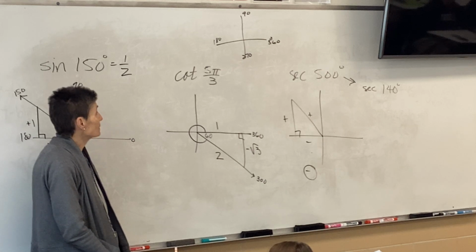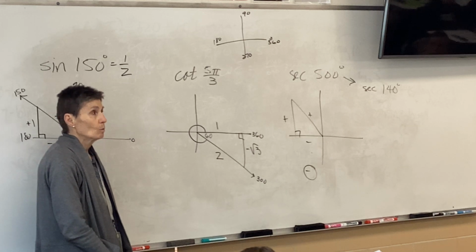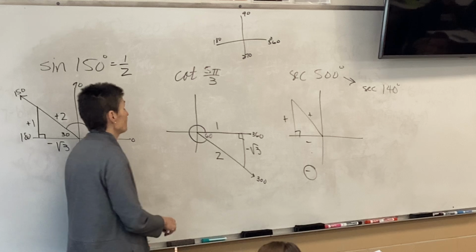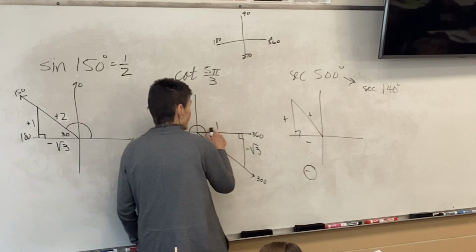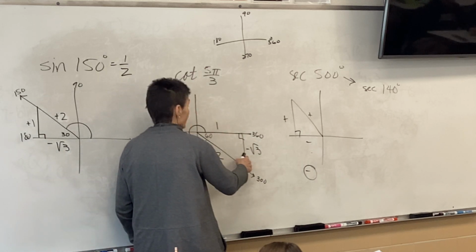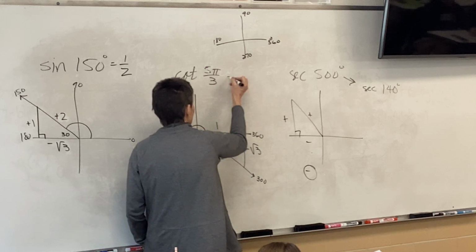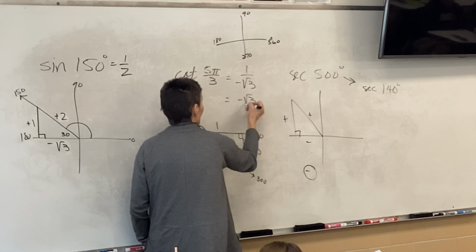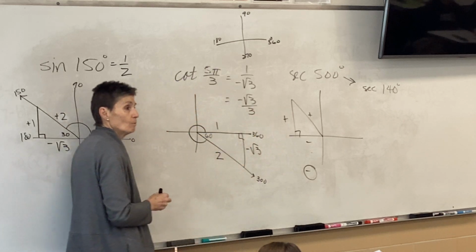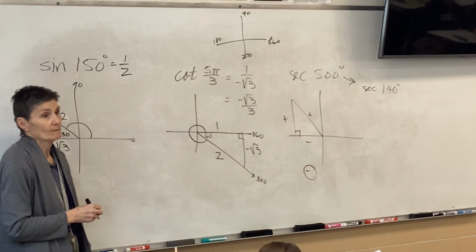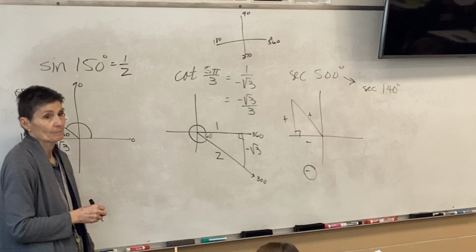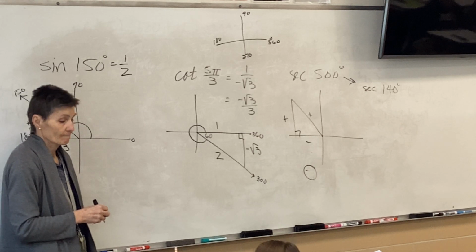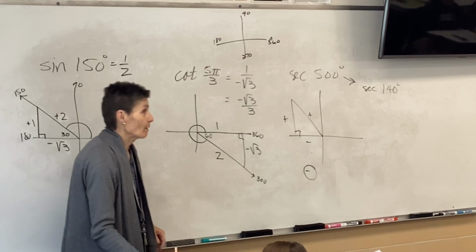Now I want cotangent. What's cotangent? Adjacent over opposite, good. So adjacent over opposite will be 1 over negative root 3, or negative root 3 over 3.